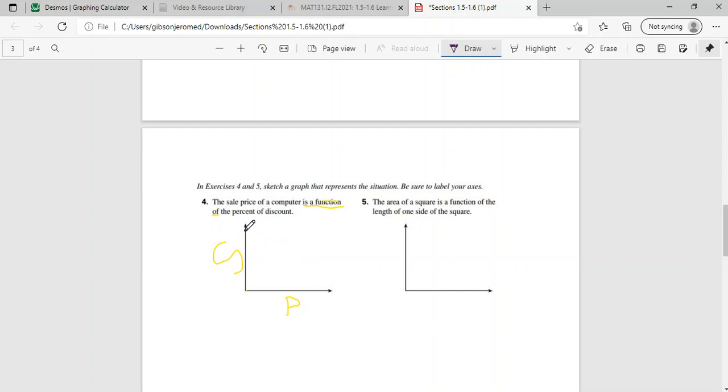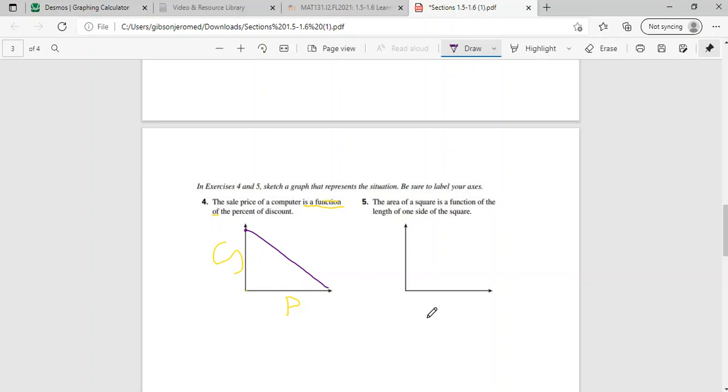So you're fortunate enough to get like a 90, 95% sale, to keep going down. Does everyone follow that? All right. Yes. Thank you. Okay, number 5. It says the area of a square is a function of the length of one side of the square.